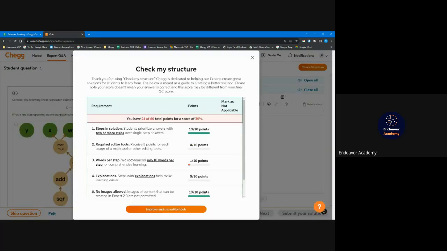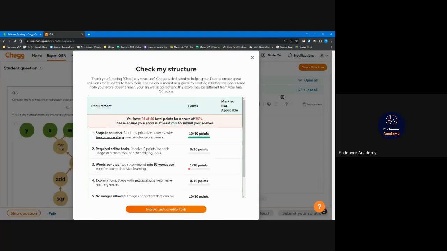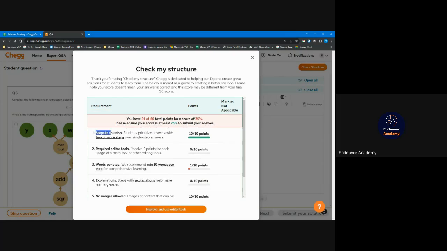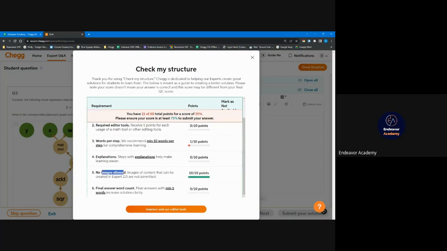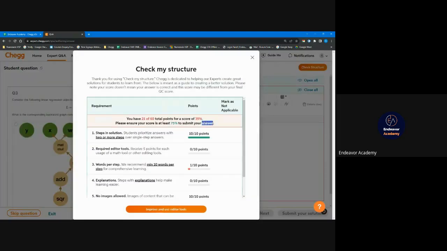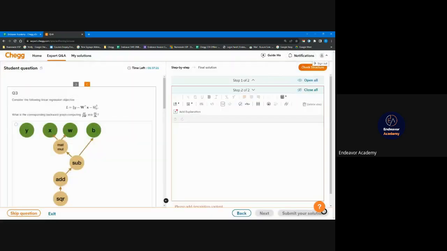So if I click on the check structure, it will automatically check if I have followed all the guidelines of this portal or not. So it is going to provide me some points. So always make sure you get 60 out of 60 points. Sometimes it will be 70 of 70. You need to get 100% points before posting your solutions under the check my structure. So it will check a few things and show you what things are missing here. So click on this improve and use editor tools in order to improve your structure. So structures should be 100% before posting your solution. So this is about the tool users guidelines.